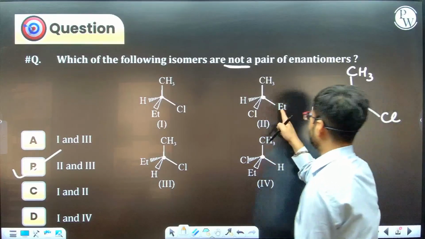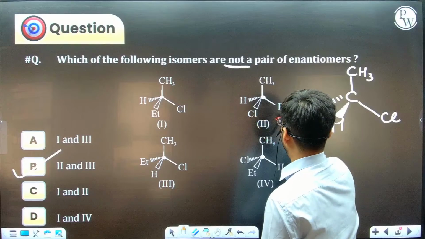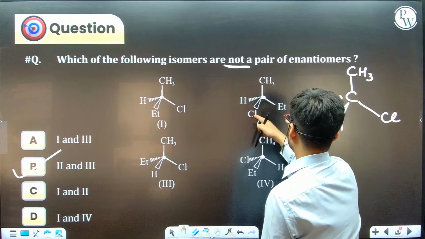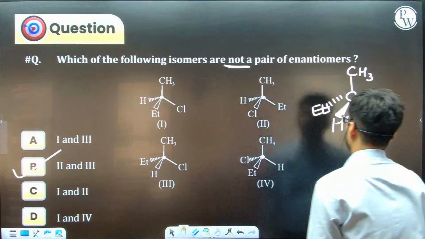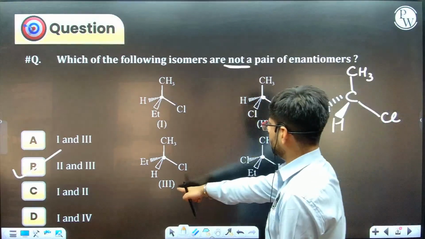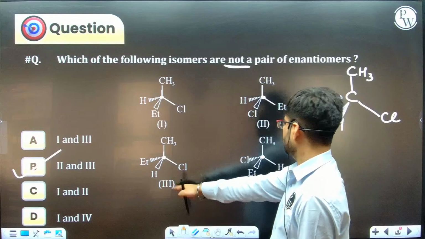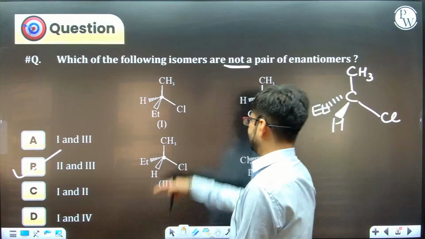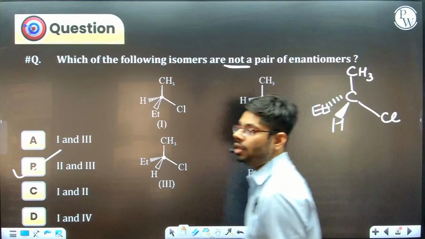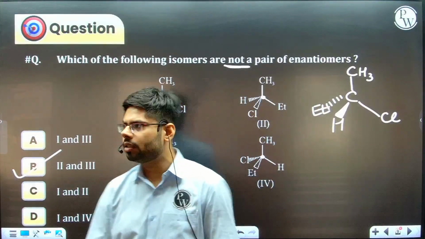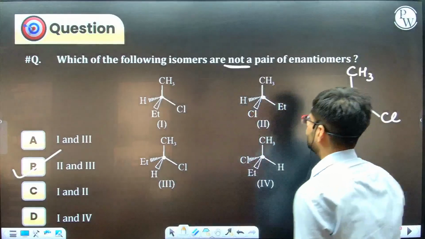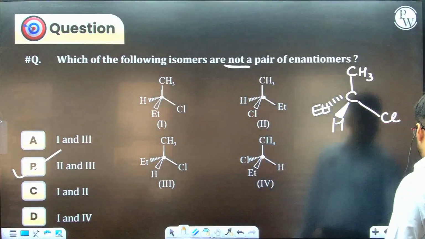Again, I am repeating. The first swap was performed between Cl and Et, and then the second swap was performed between H and Et. On doing that, we get third compound, that is this one. And so we say that 2 and 3 are identical. Identical means they are the same. Nothing has happened, no change has occurred. So they are not enantiomers. So 2 and 3 are identical, they are not enantiomers.